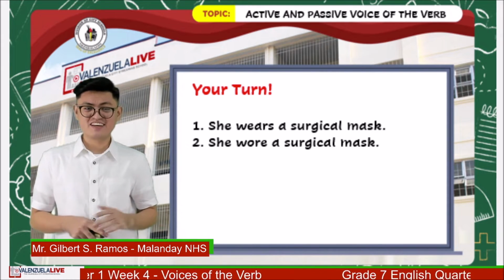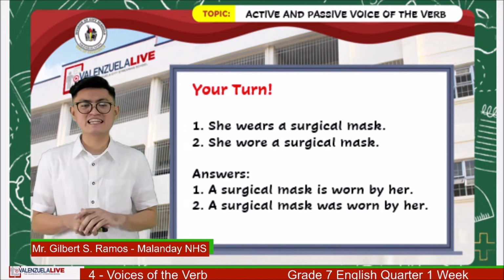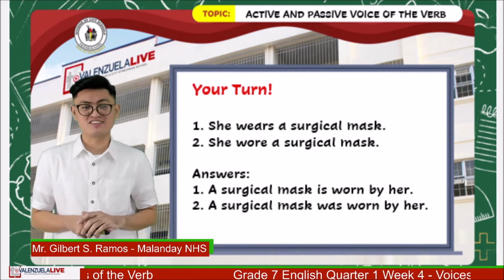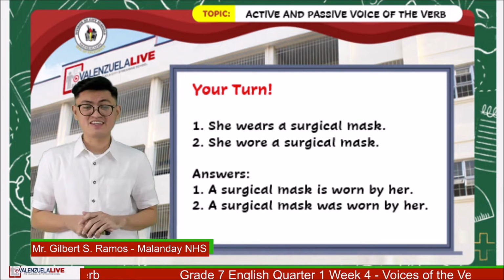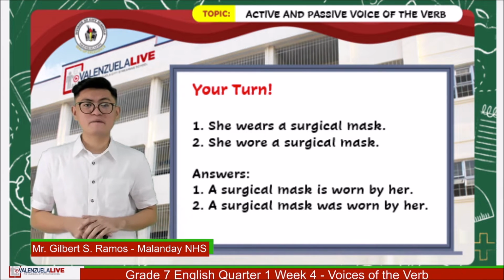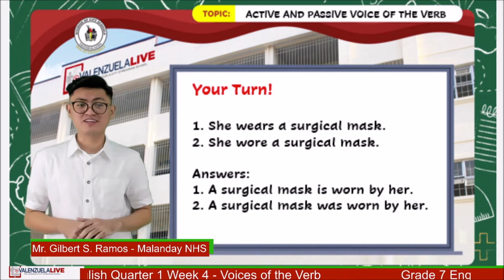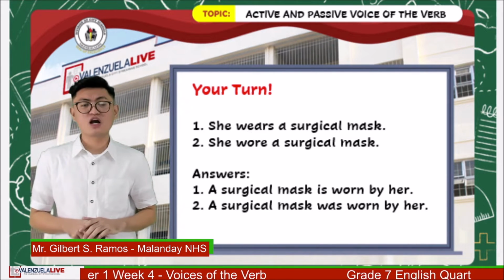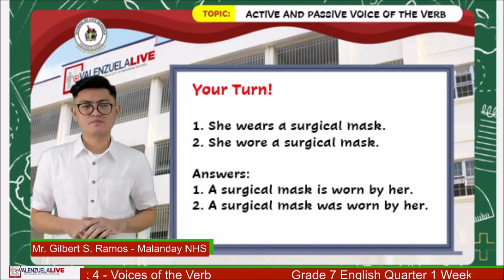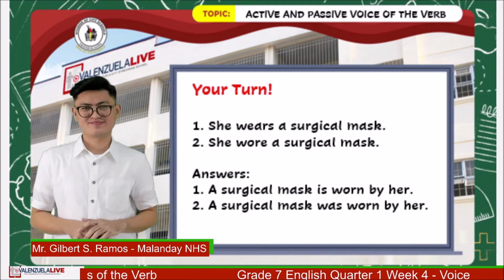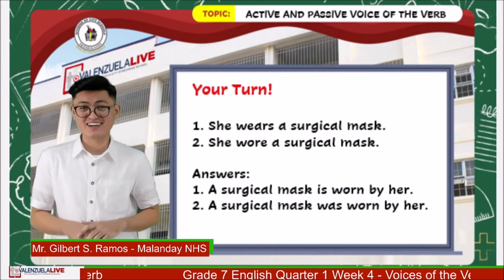The sentences are written like this in the passive voice. Sentence A, a surgical mask is worn by her. Sentence B, a surgical mask was worn by her. Are your answers correct?